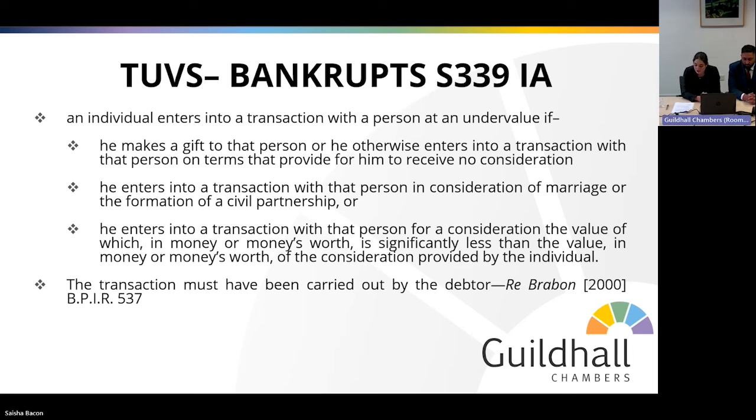It might be a transaction where the debtor has entered into a transaction with a person in consideration of marriage or the formation of a civil partnership, or it's the discrepancy provision where there's a discrepancy in the consideration paid by that person, which is significantly less than the value of consideration provided by the bankrupt. So it's quite important to note here that the transaction must have been carried out by the debtor to be a TUV.